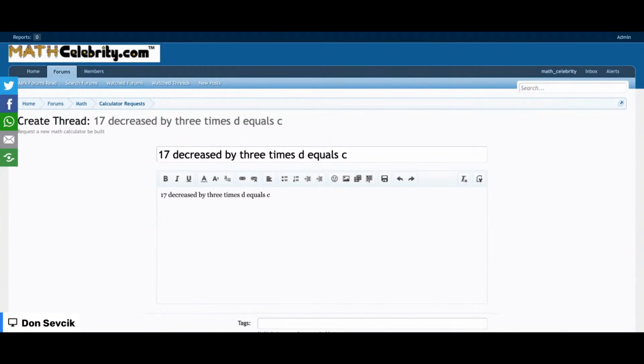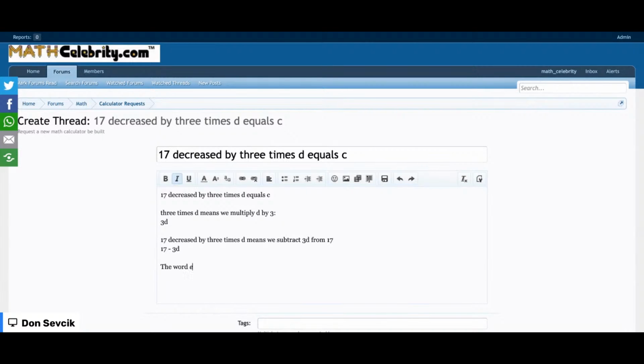17 decreased by 3 times d equals c. 3 times d means we multiply d by 3. We got 3d. 17 decreased by 3 times d means we subtract 3d from 17. So we got 17 minus 3d.